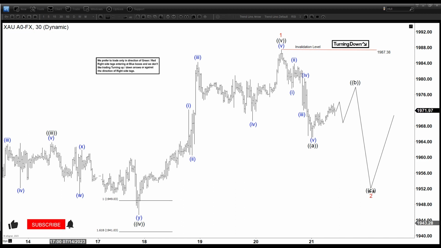Today is Friday, July 21st. The time is around 2:15 a.m. GMT. Today we are going to be updating gold. This is a 30 minutes time frame.